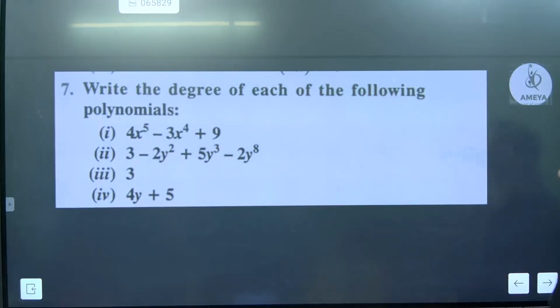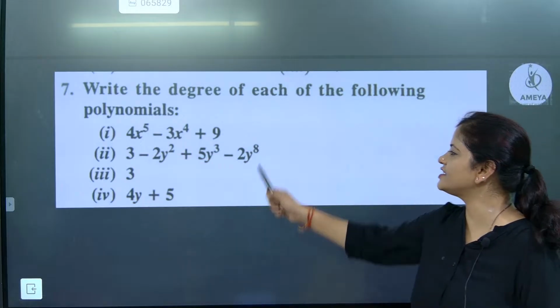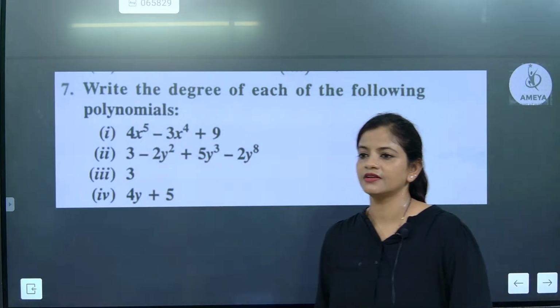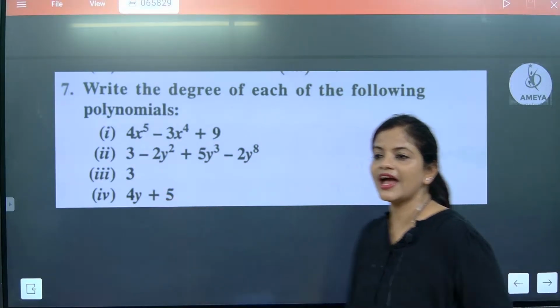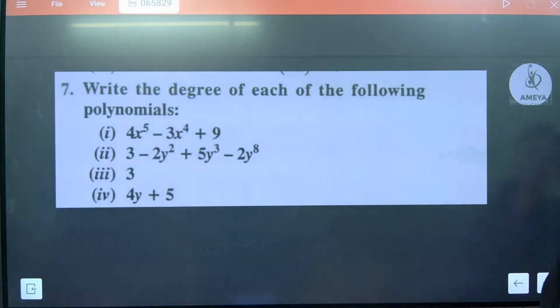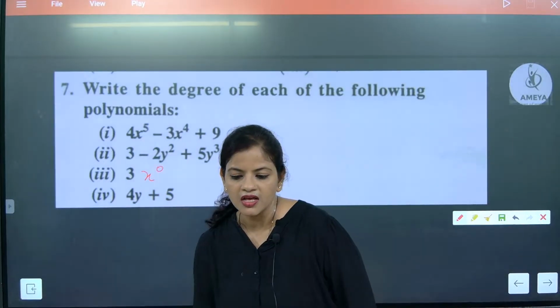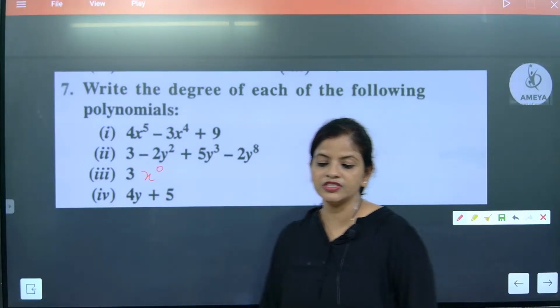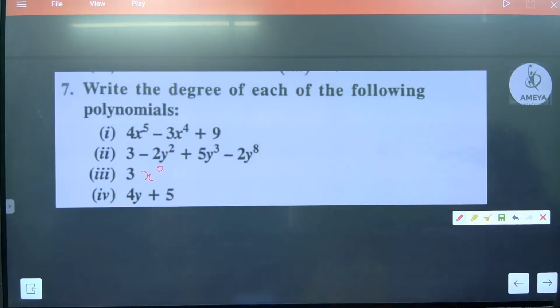Now write the degree of each of the following polynomials. What is the highest degree here? 5. 8. 1. Oh no, the highest degree here is 0. Nothing written here means I can write any variable to the power 0. Any variable to the power 0 is considered as 1.